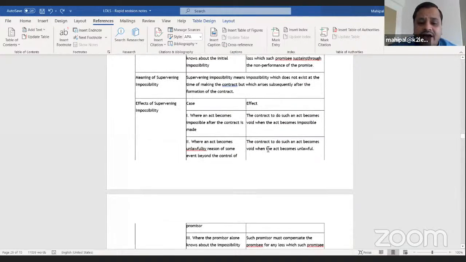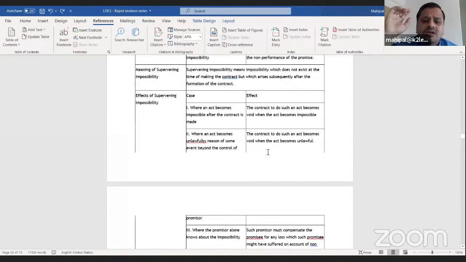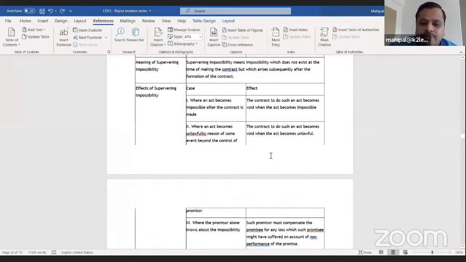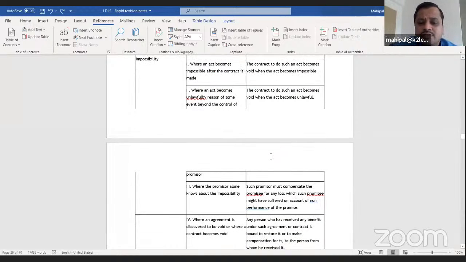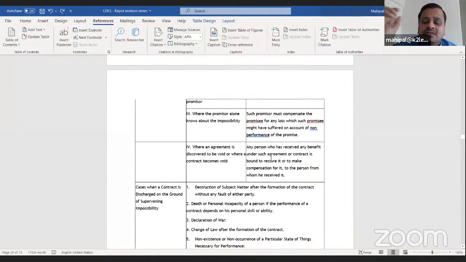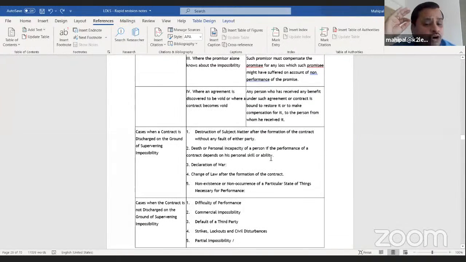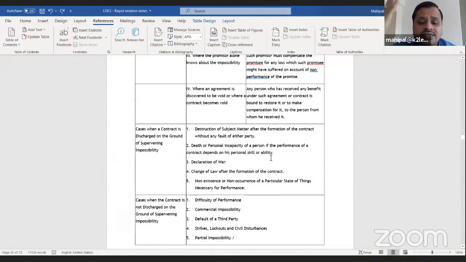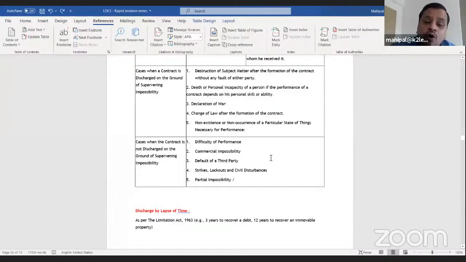This can happen where the act becomes impossible, where the act is unlawful, where the promisor alone knows about the impossibilities, where agreement is discovered to be void. Cases are destruction of subject matter, death of a person, declaration of war, change in law, non-existence of the subject matter. Cases where the contract is not discharged on the ground of supervening impossibility.